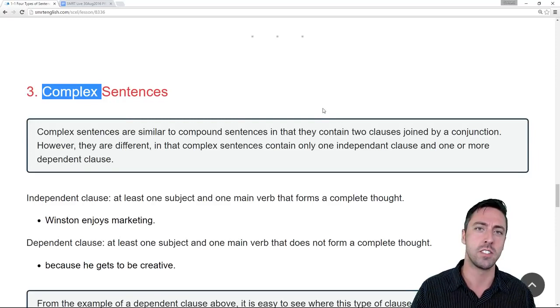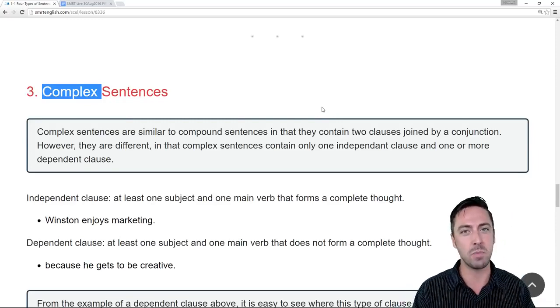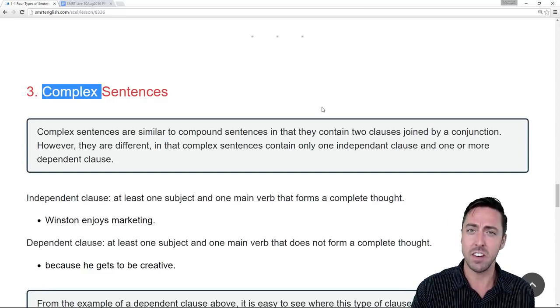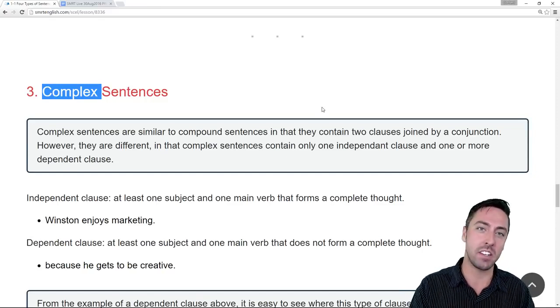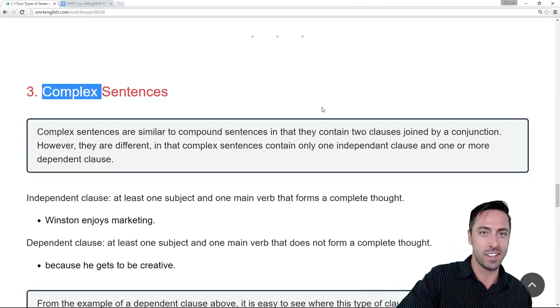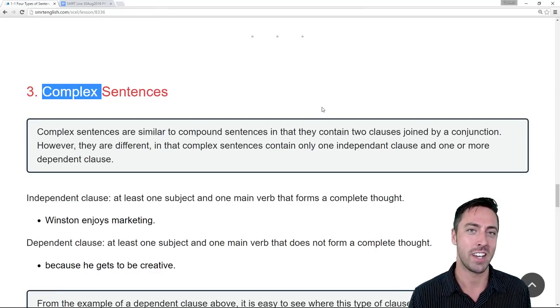Now those two types of clauses, an independent clause, you can walk up to someone and it has meaning. You can walk up to someone and say, I play piano. And they know what you mean. A dependent clause cannot be on its own. It's dependent on an independent clause. It needs an independent clause.